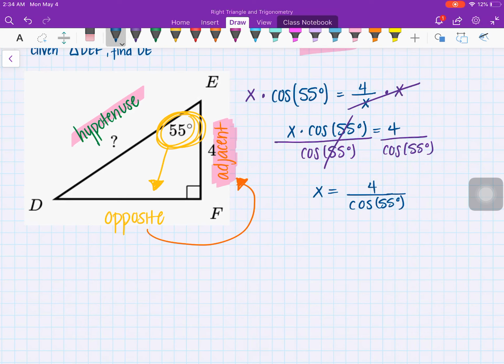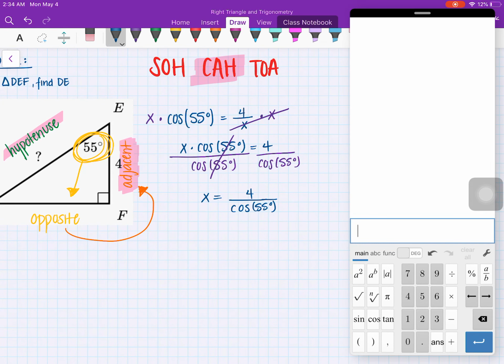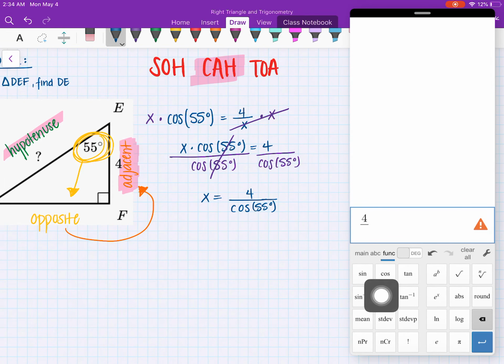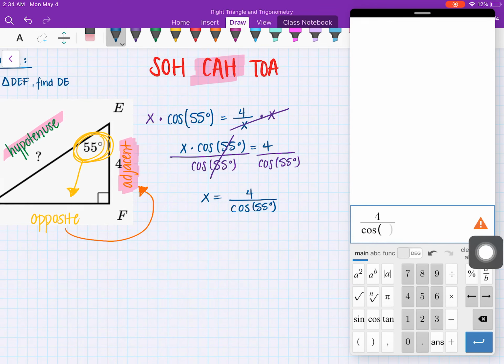So I'm going to bring out the calculator, and I'll bring it on the side. We said that we need to start off with a function, but I do want to create a fraction first. We have the 4 on top. Now on the bottom is where our trig function is going to be. So I'm going to go to function, and press on the cosine, which is COS, and go back to main. Then I'm going to put 55. And we get an approximation of 6.97 if we round to 2 decimal places.